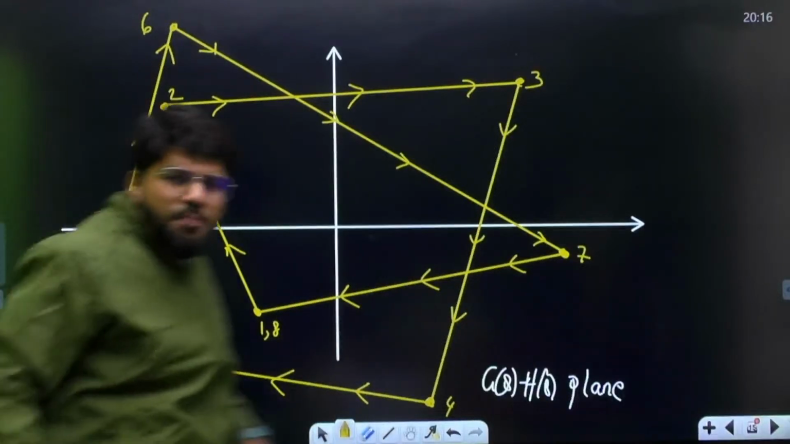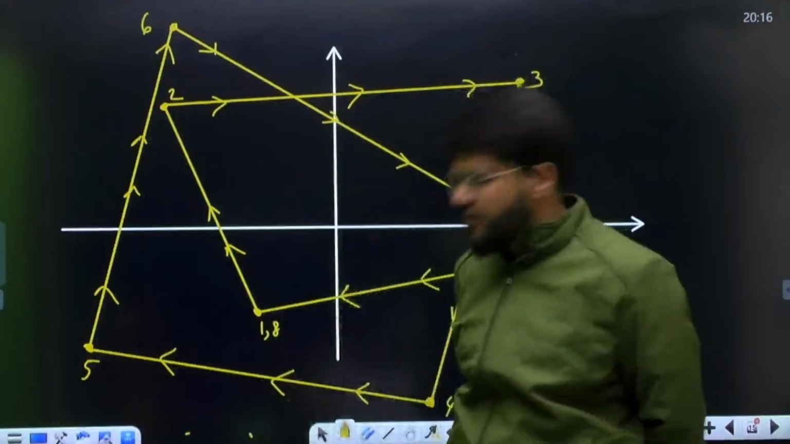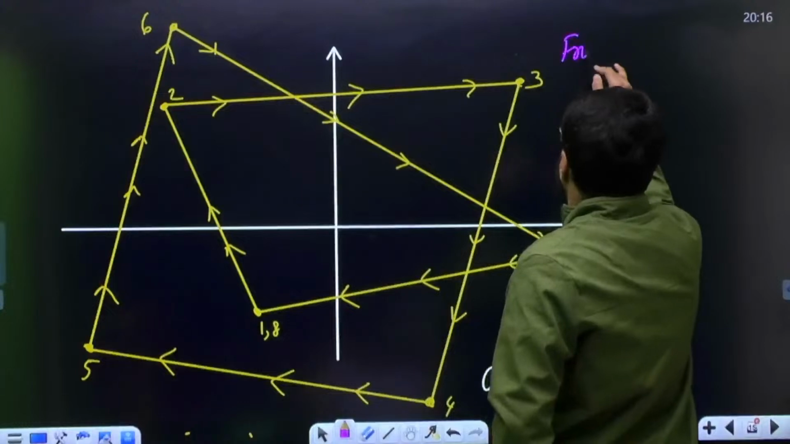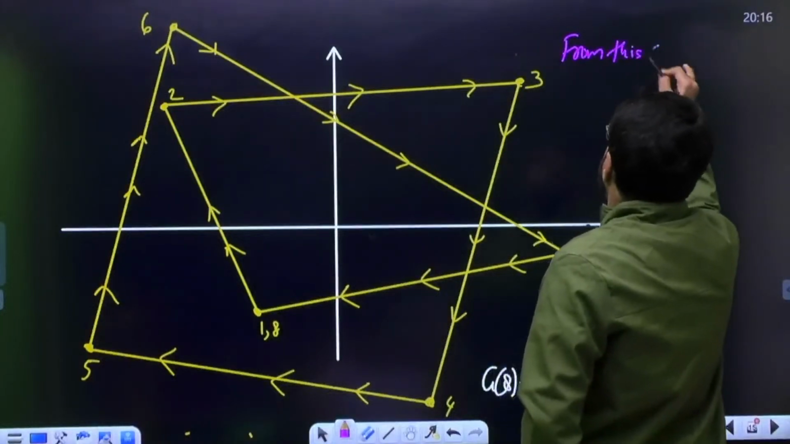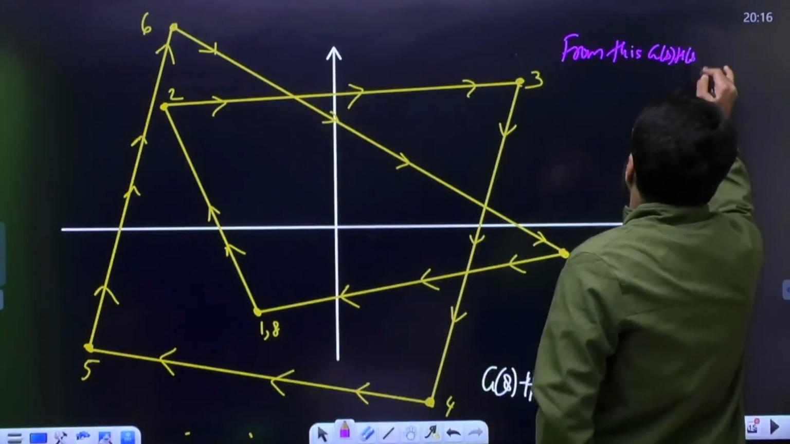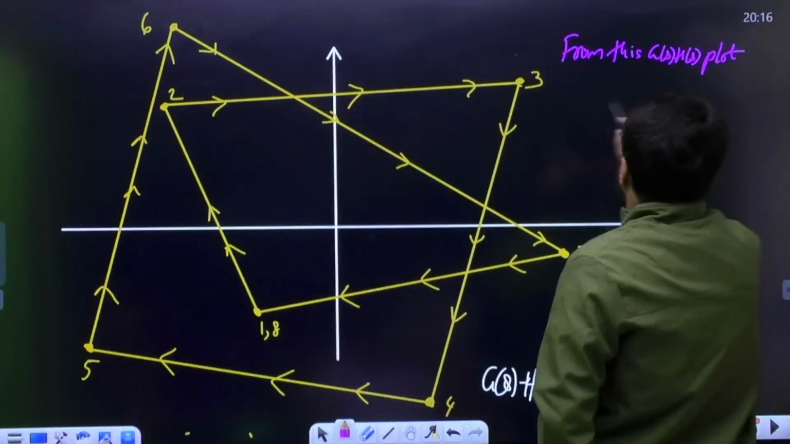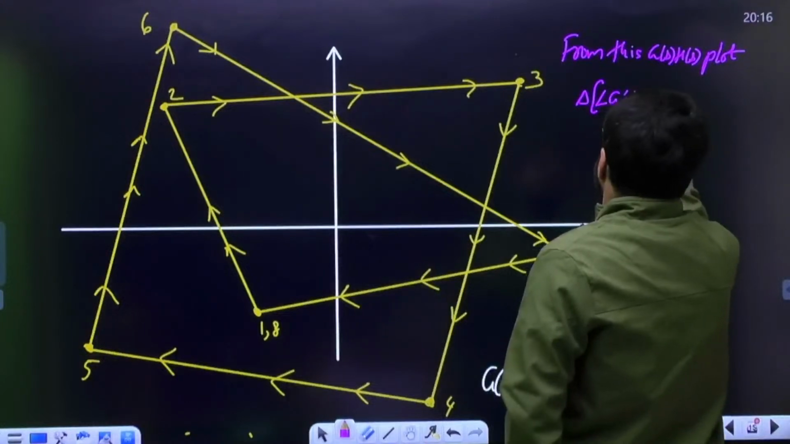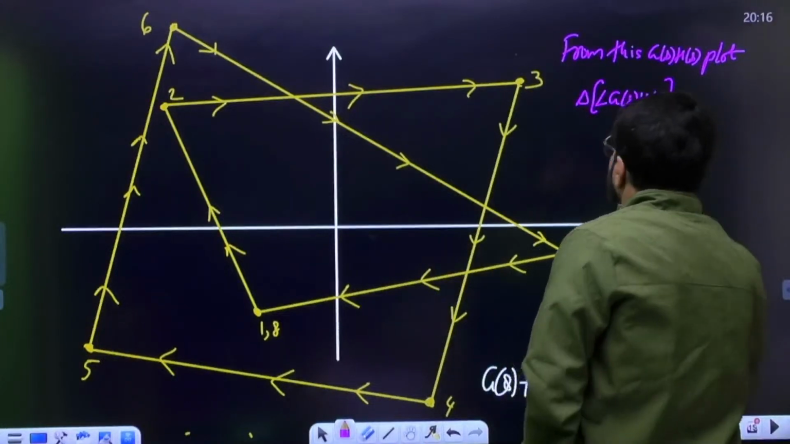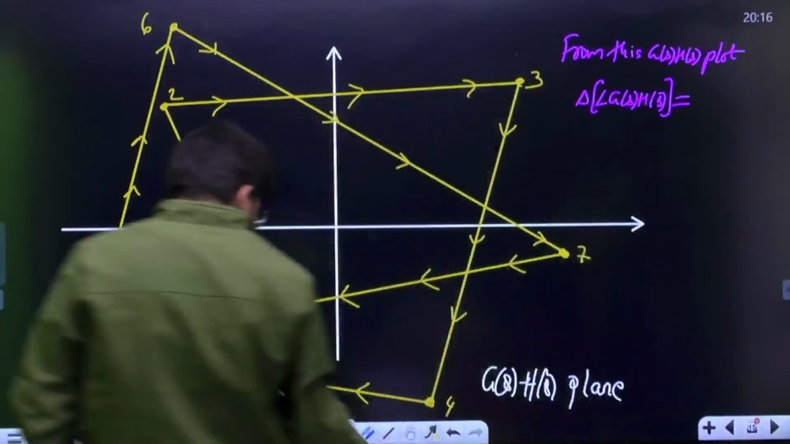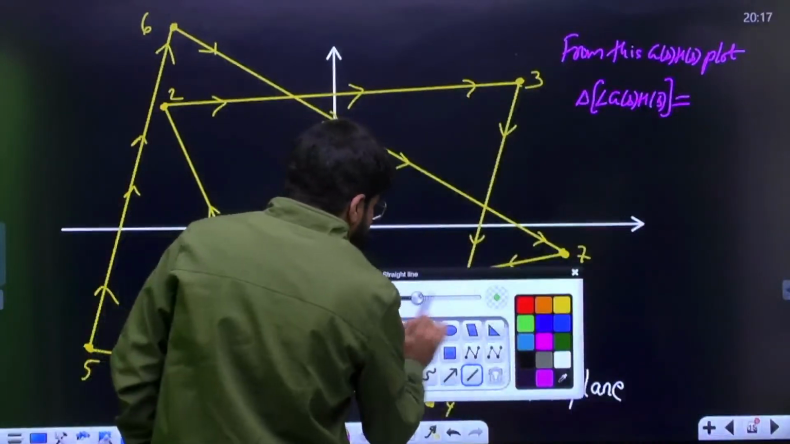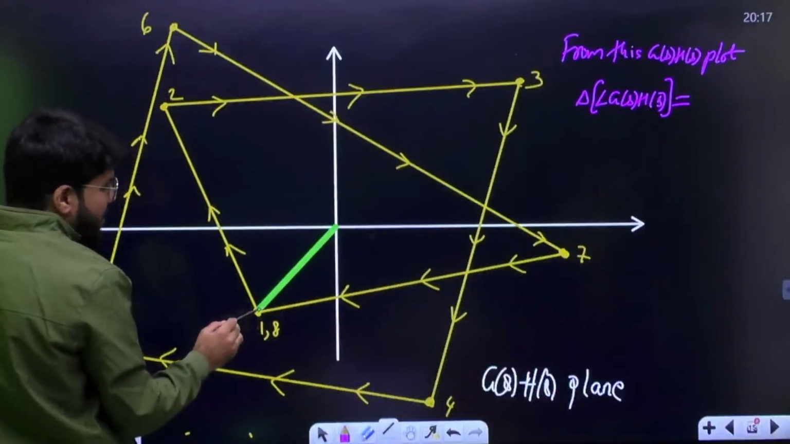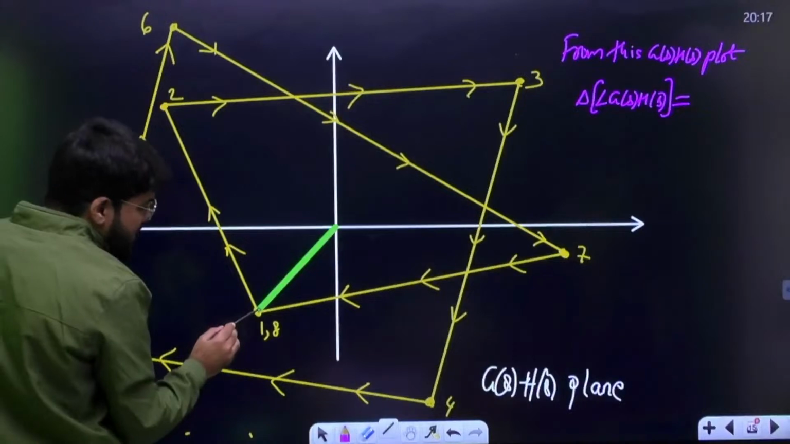Now suppose this is the GSHS plot. From this GSHS plot, what is the change in angle of GSHS? Observe with me, everybody. I will start from the first one. Look into this line. To calculate the angle, I join from the origin. So this is the angle of the first point.